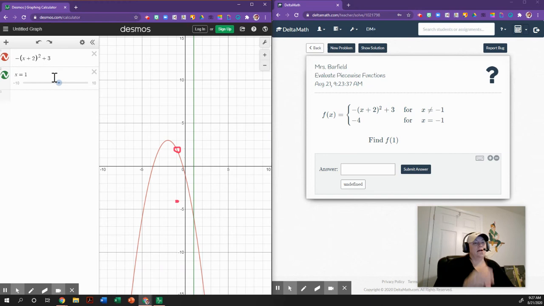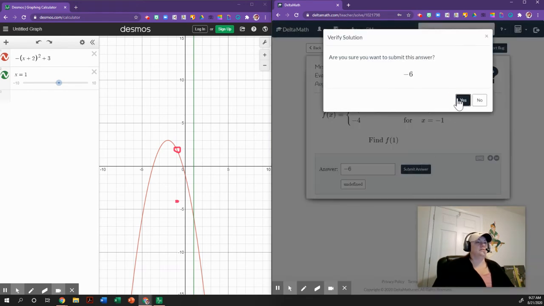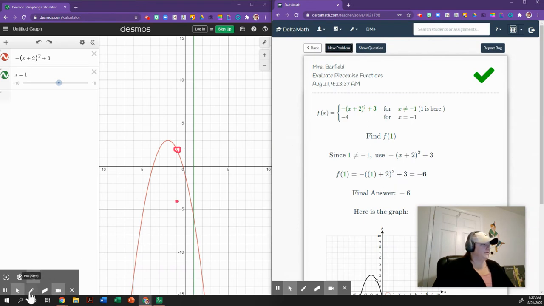Now, I know for some of you, you're thinking, oh my gosh, I did not understand that one. It's okay. This graphing part will get better as we progress through the lesson. So my answer is negative 6. Submit my answer. Yes. Good.